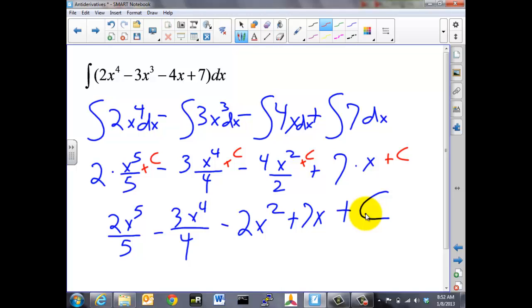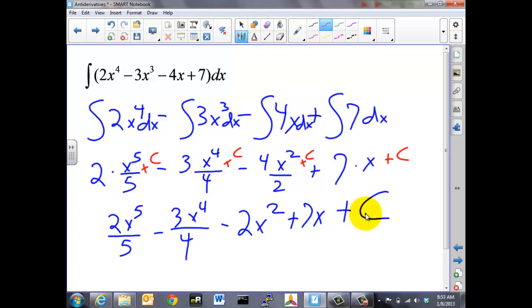C is not a constant number. It says find the antiderivative of the whole thing as one, not a separate thing. So I can't do it this way? No, you can do it that way, you just can't put C's with it. Okay. You don't have to, but actually we can.